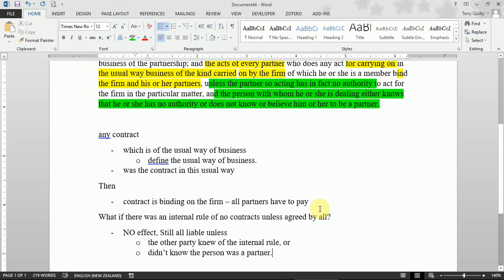So it's a straightforward situation. What this means is you can have internal rules which are very helpful for your business, but you cannot rely on them for defense against third parties who want to sue your business when one of your partners didn't follow your internal rules.